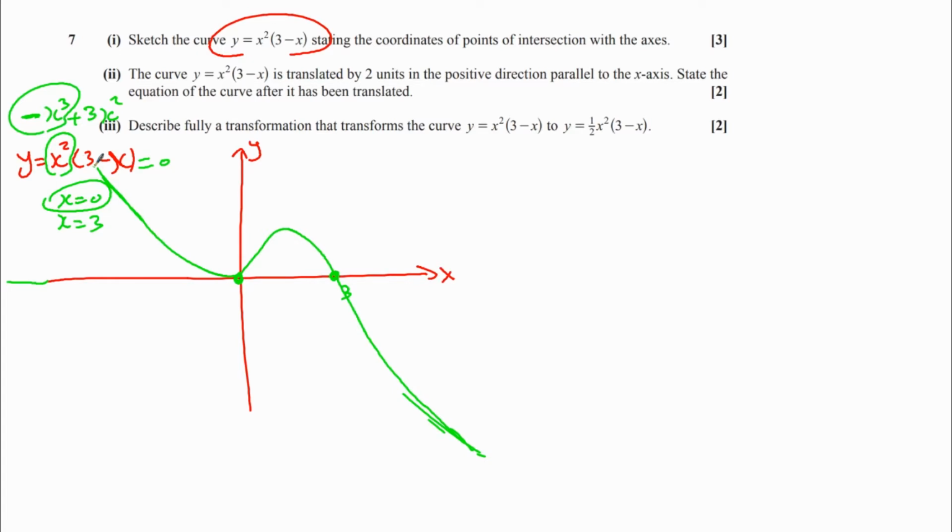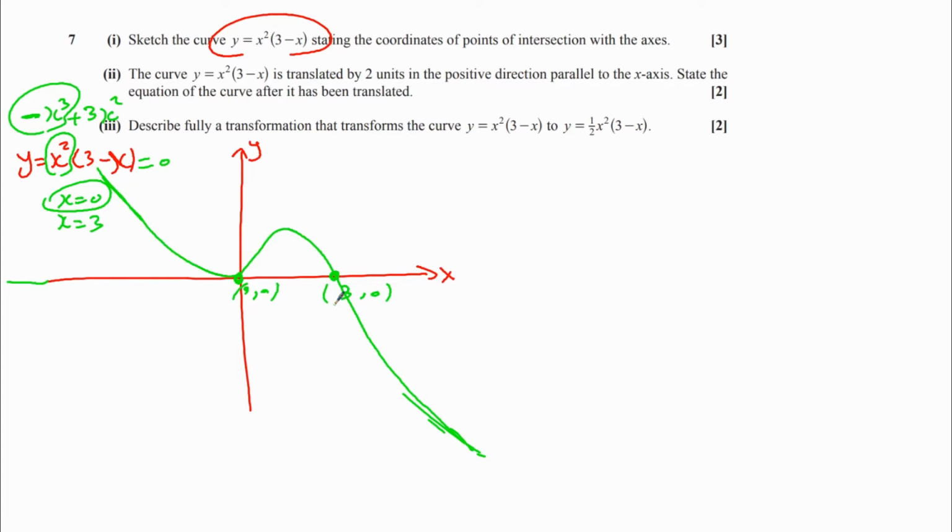So if this is the estimate of this graph, with points 0, 0 and 3, 0 in here, this curve will only intersect the y-axis at 0, 0, the same point where it intersects the x-axis. How about we have a look and make sure that that is the case?